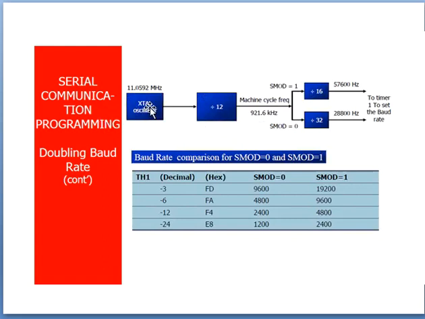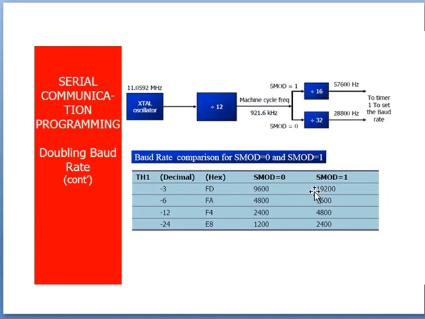The oscillator frequency is 11.059 megahertz. Then the machine cycle frequency is 921.6 kilohertz. Then we have S mode equal to 0 and S mode equal to 1. The change is that in case of S mode equal to 1, it is divided by 16, whereas in case of S mode equal to 0, it is divided by 32. So obviously in this case the frequency is maximum.